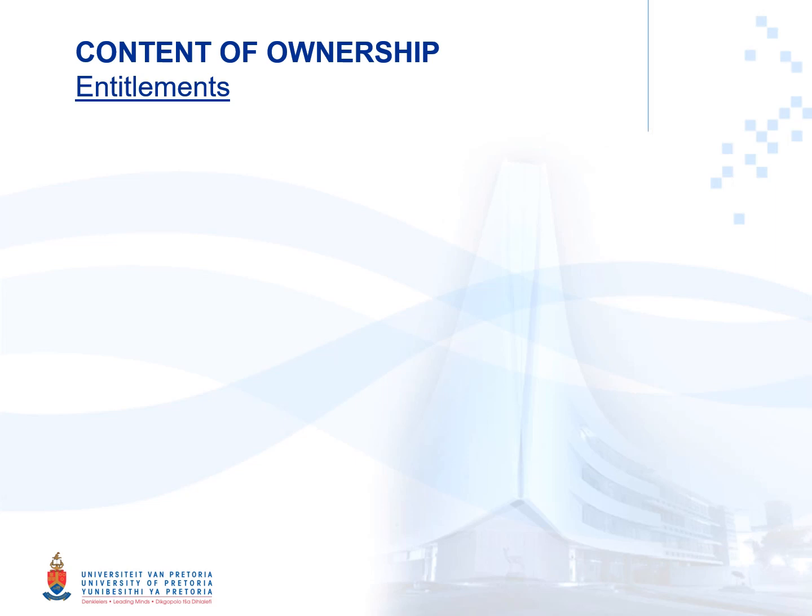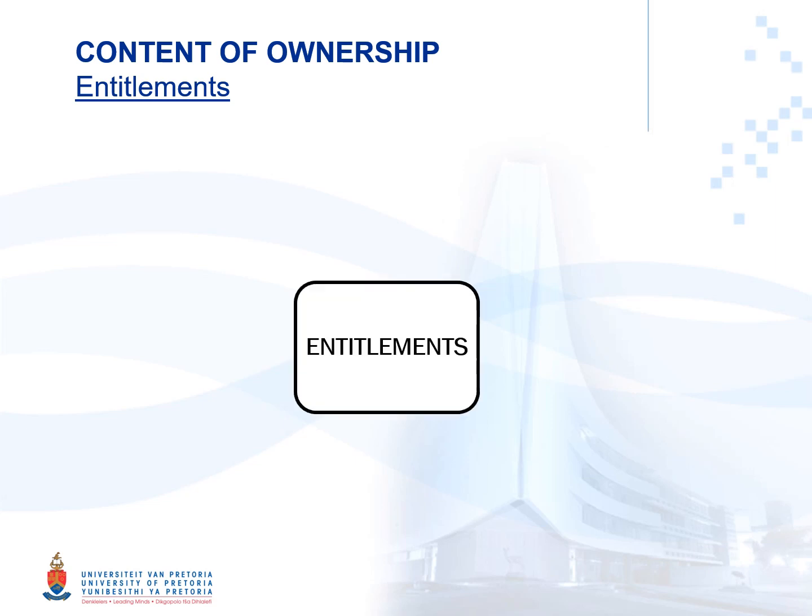Now, ownership entitlements may include the ius utendi. Ius utendi refers to the entitlement to use the thing. It is also linked to the entitlement to the fruits of the thing, namely the ius fruendi.